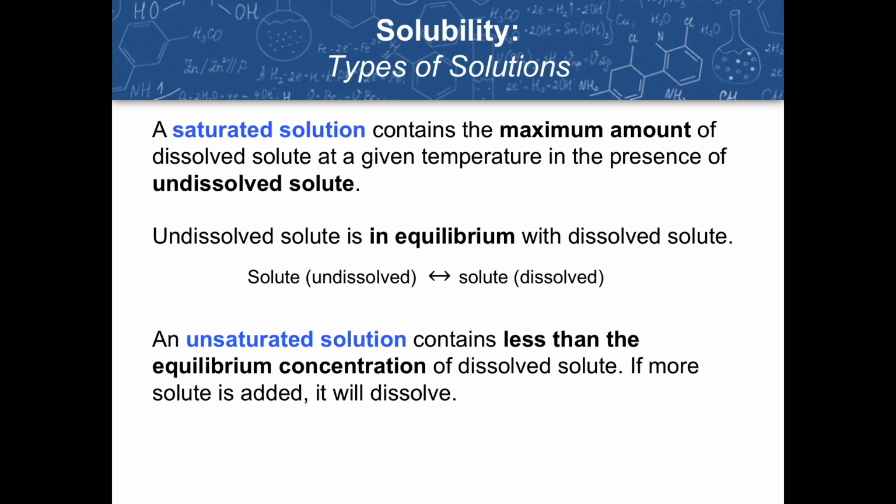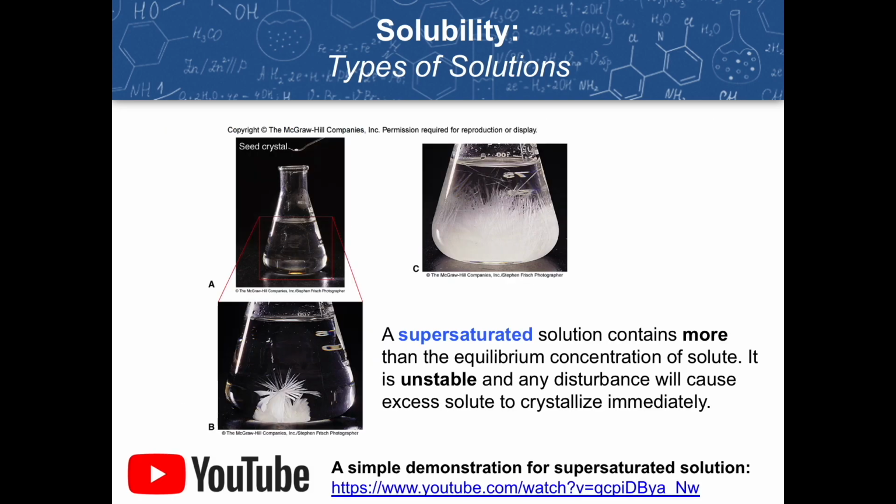So three terms express the extent of this solution process. The first one would be a saturated solution. It contains the maximum amount of dissolved solute at a given temperature in the presence of undissolved solute. Therefore, if you filter off the solution and add more solute, it doesn't dissolve. Now, an unsaturated solution contains less than the equilibrium concentration of dissolved solute. If more solute is added, it will dissolve. The last one is a supersaturated solution, which contains more than the equilibrium concentration of solute. So it is unstable, and any disturbance will cause excess solute to crystallize immediately.